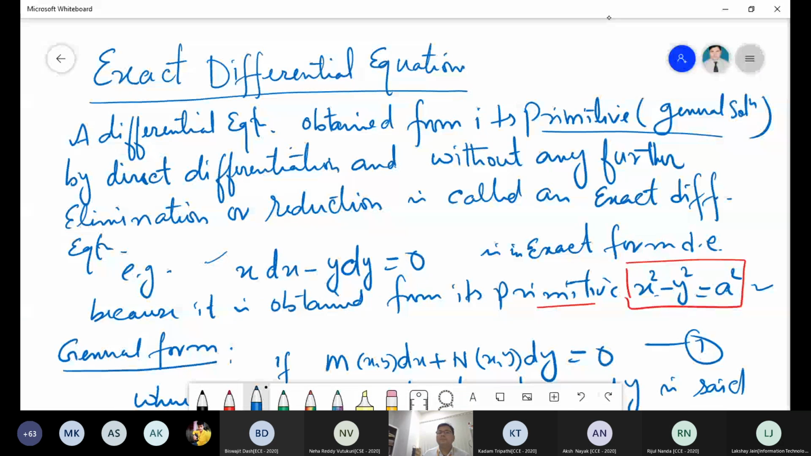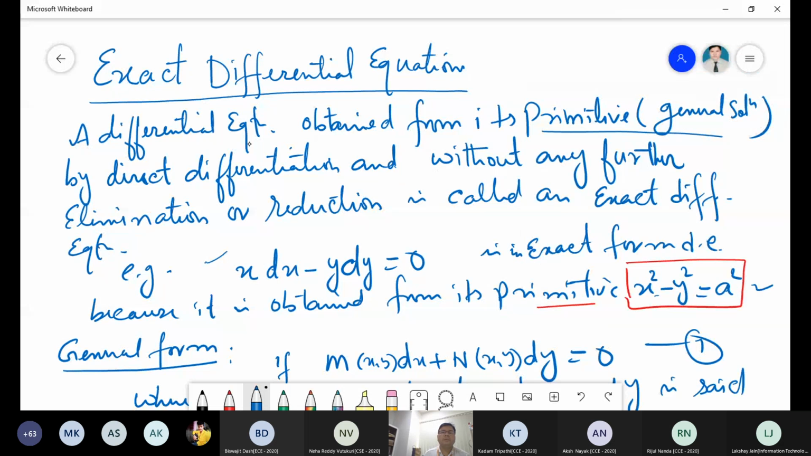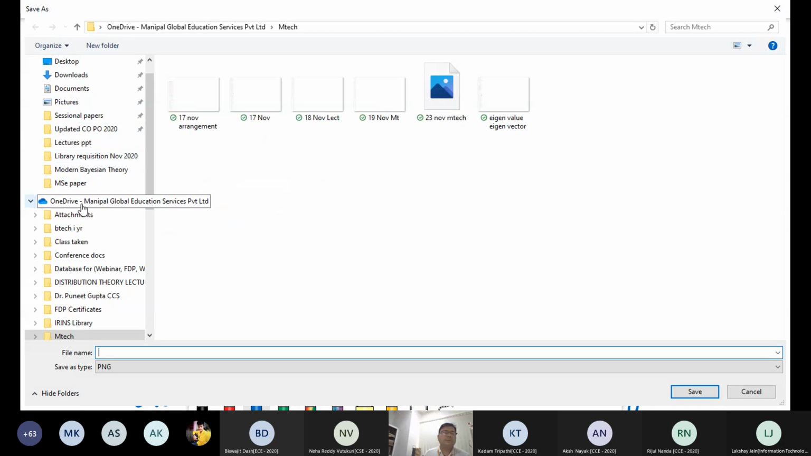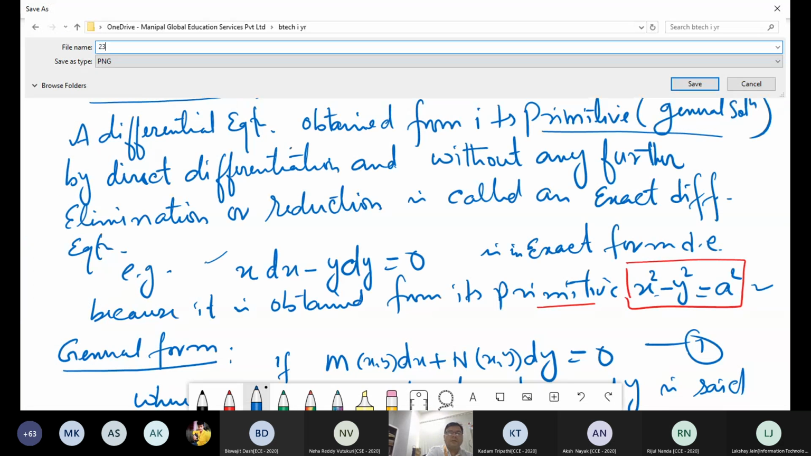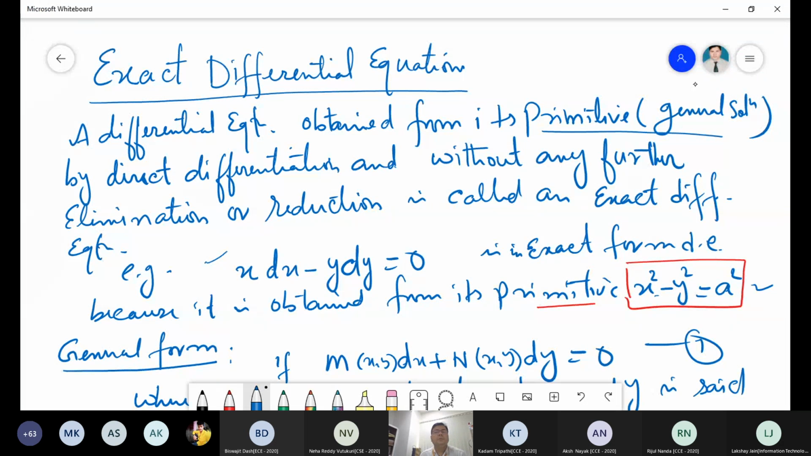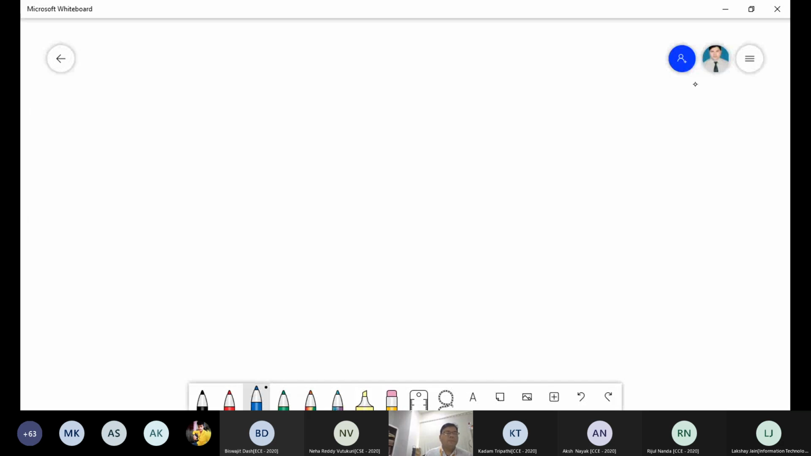Let me save this first. It has to be saved on the cloud, right? BTech, and today is 24th November. Okay. Come to the new sheet.